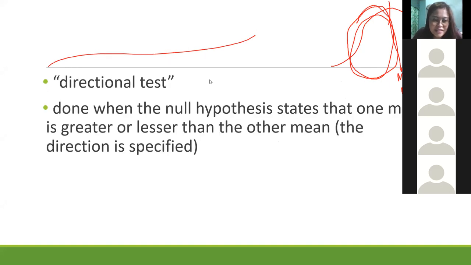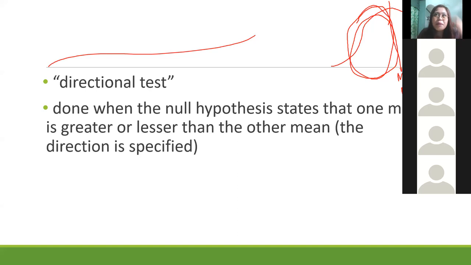So one-tailed test is also known as a directional test. So himuon nato class ang ato ang directional test or one-tailed test if our null hypothesis is actually a directional hypothesis or ang atong hypothesis na lang dili na lang siya null. So for example, our hypothesis states that one mean or one method, one option, or one drug is greater or lesser than the other. Meaning na ay direction.